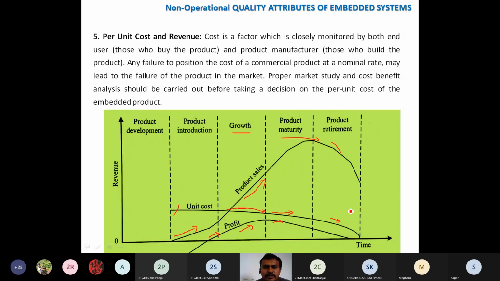Okay, so at the beginning, if the car is sold for 10 lakh rupees, at the retirement time it is sold for less than that 10 lakh. We may observe that it goes down to 6 lakh or 8 lakh. This means there is a reduction in the cost per unit. So this is the analysis, or the introduction, of these operational and non-operational quality attributes, as well as the characteristics of an embedded system.